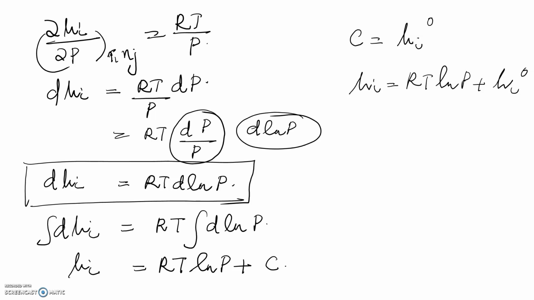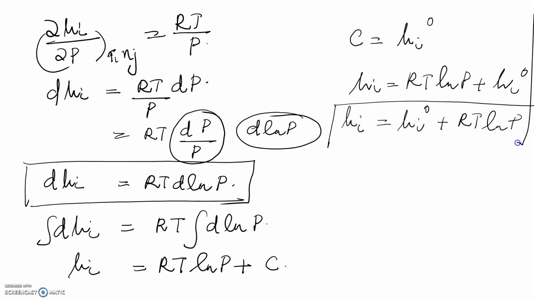Mu i 0 is the constant of integration which depends on the nature of the gas. This equation can be rearranged as mu i is equal to mu i 0 plus RT ln P. This is the standard form of the equation for the chemical potential of an ideal gas.